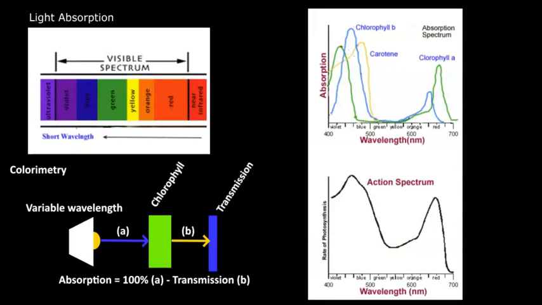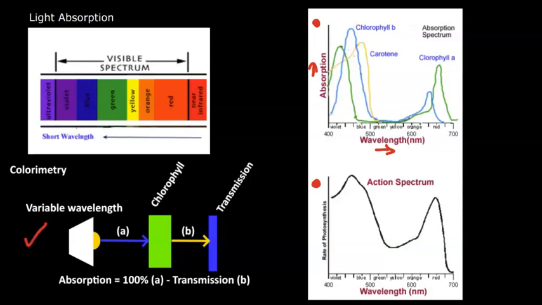We are going to look at two forms of experimental data. The upper section here is the absorption spectra, and this one here, that's the action spectrum. Let's discuss their difference. With the absorption spectrum, you can see that the x-axis is wavelength and the y-axis is absorption.